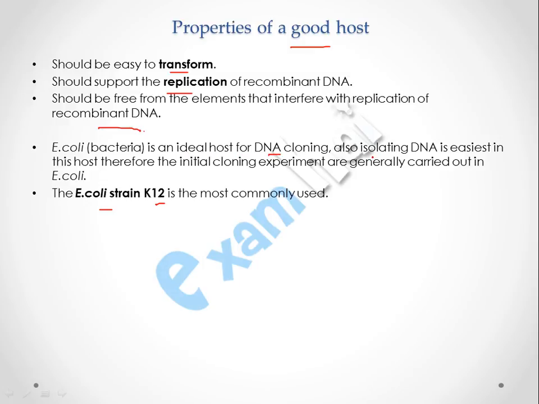Okay, also isolating DNA is easiest in this host, therefore the initial cloning experiment is generally carried out in E. coli. So for the basic experiments carried out at a very low level, like the university level or the initial level of any experiment, E. coli bacteria is used. It is the most common bacteria found in our environment, and the strain which is used is K12. Okay.